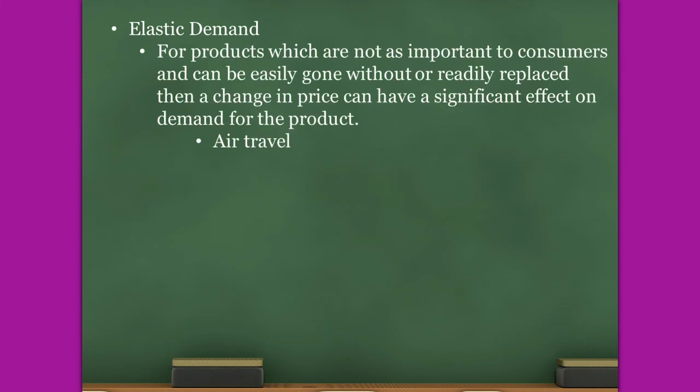Let's look at elastic demand now. For products which are not as important to consumers but can easily go on with or readily replaced, it's going to actually be the opposite here. And you can look at things like air travel. We can also look at things like chocolate bars, clothes, whatever else.